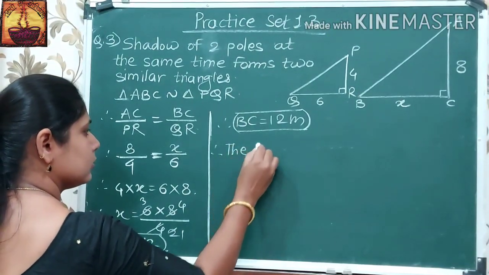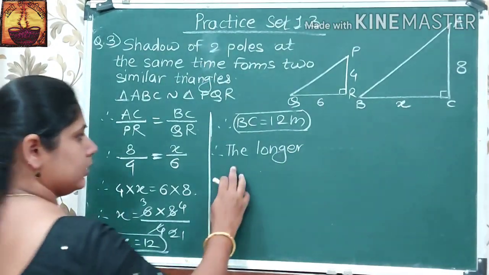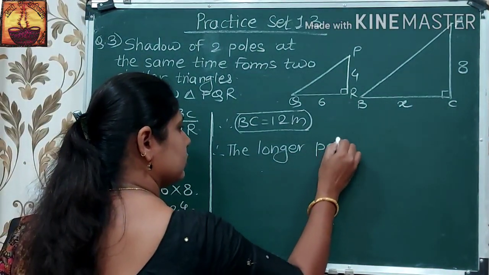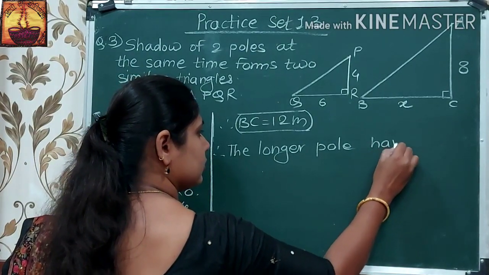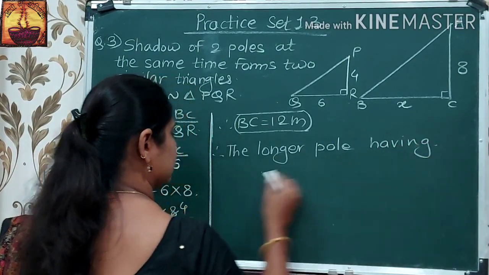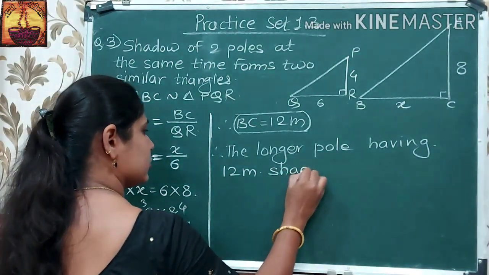Therefore, our answer is the longer pole shadow is 12 meter.